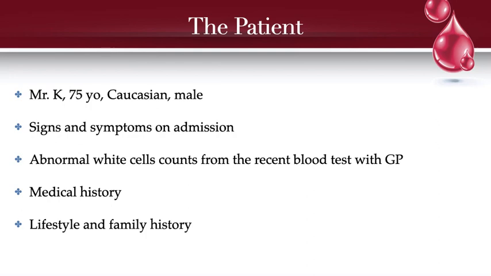Blood tests performed with GP show significantly abnormal readings in white cells, platelets, red cells, and neutrophils. GP referred Mr. K to see a hematologist, who then admitted the patient to the hospital for further management. Patient had a medical history of hypertension, type 2 diabetes on diet control, osteoarthritis, and GORD. Mr. K lives with his wife and son. He drinks averagely 2 glasses of wine a day and never smokes. Mr. K has no family history of cancer diagnosis.